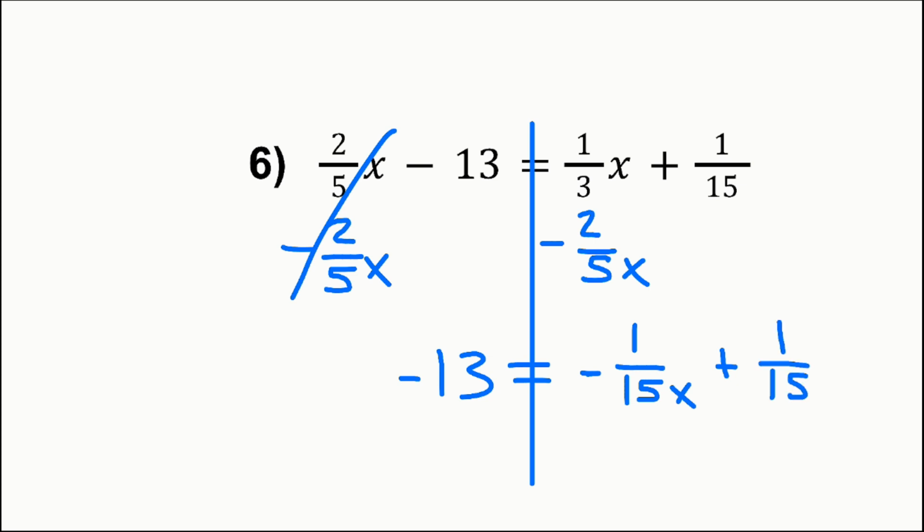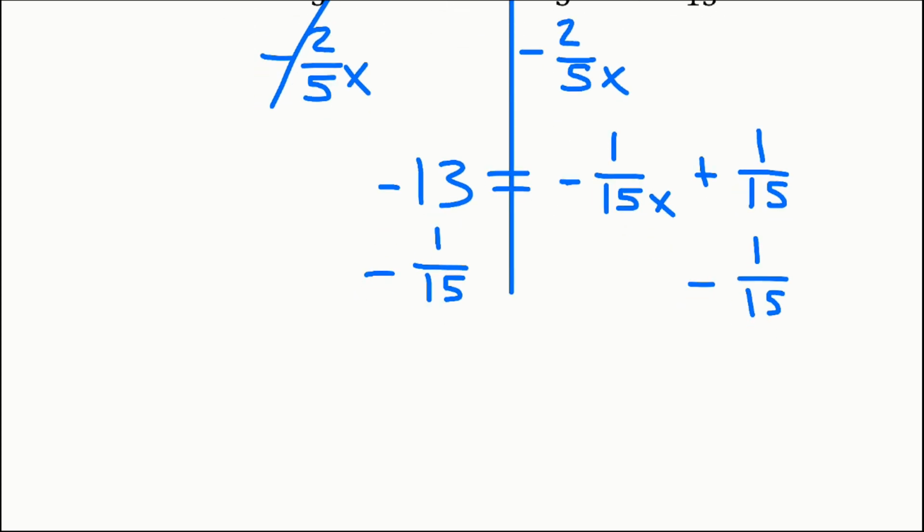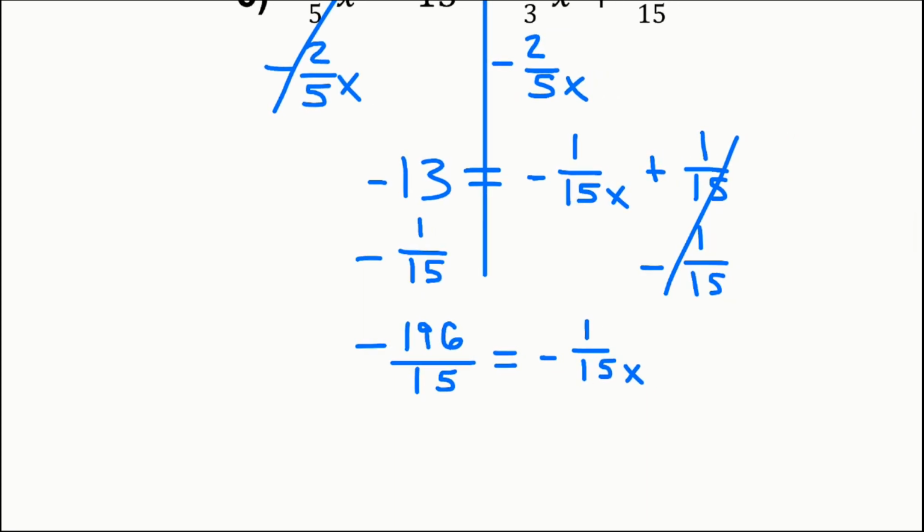Now those are not like terms. They just have the same number. There's no like terms here that we can combine. But what we will do is we will subtract the 1/15 minus 1/15 in my calculator. Negative 13 minus 1 over 15. Yikes. Oof. Okay, so this is going to be a nasty one. Negative 196/15. And that's going to equal negative 1/15 x.